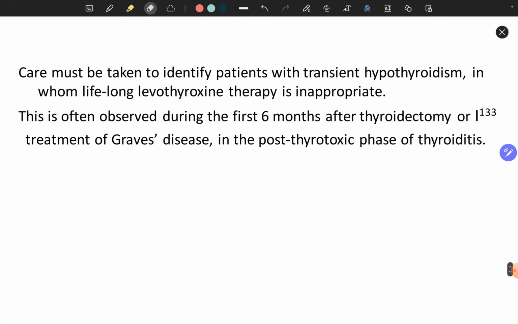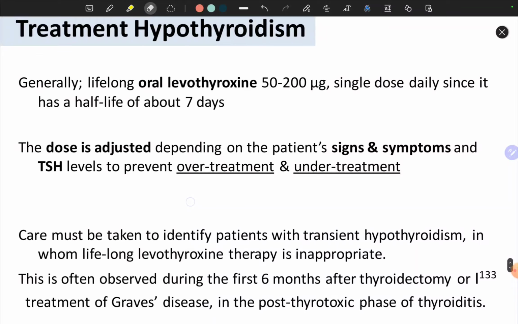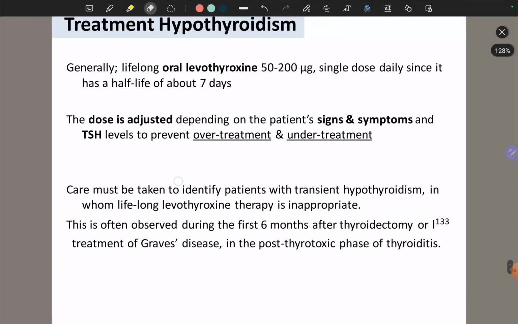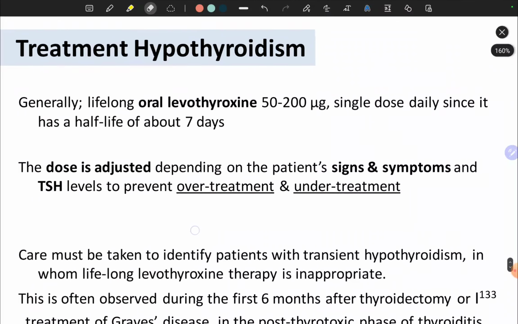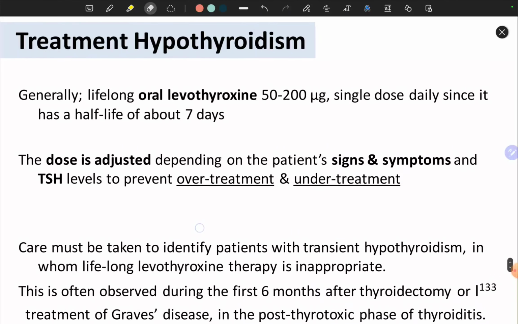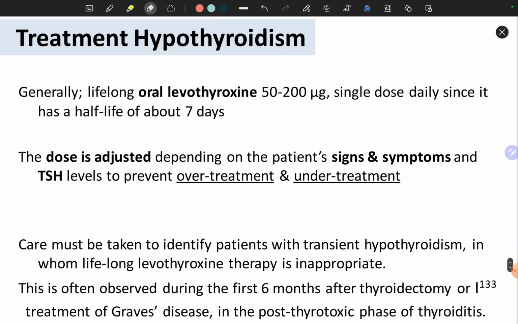Treatment: the golden rule is that if there is excess, we suppress; if there is deficiency, we replace. Generally, treatment is lifelong oral thyroxine, except in Hashimoto's thyroiditis.